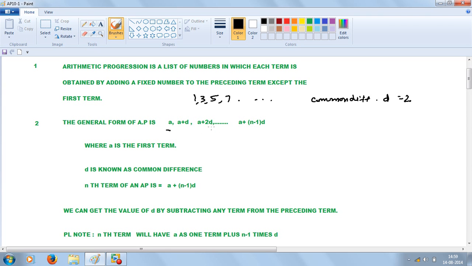Third term means A plus 2D. You know, A is one term, this is 2D you got. So if you take it as three terms, the third term consists of three portions like that. This nth term is A plus (n minus 1) multiplied by the common difference. A is the first term.